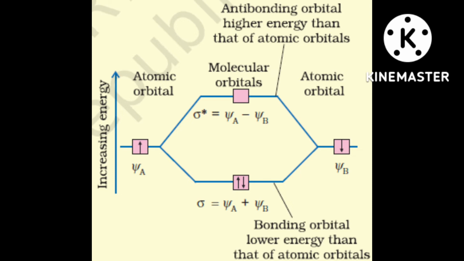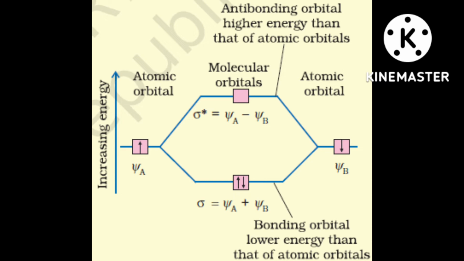Now another situation: when electrons are far from the nucleus, then as I told, there will be repulsion between the nuclei, then a bond can't be formed, and the molecule will be very unstable. When electrons are far from the nucleus, that is called anti-bonding.